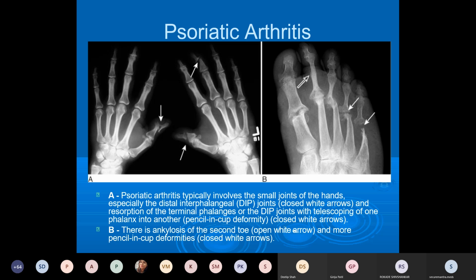And in this image, you can see the ankylosis of the second toe. That is, the joint is fused. There is no joint space remaining, and more pencil-in-cup deformity. So this is the severe form, pencil-in-cup plus ankylosis.